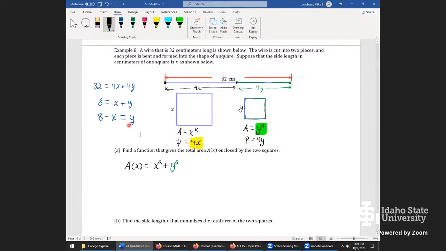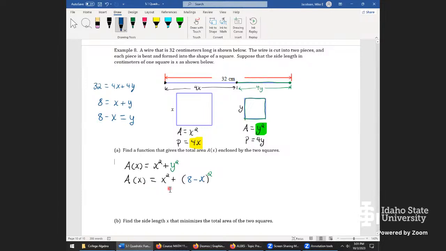If y is 8 minus x, right over here, having a change of heart, well, we can leave it as is. We can now say A of x equals x squared plus, put a little blank where y squared was. It still has a power 2, so I should put that there. But we found a formula for y. Y must be equal to 8 minus x.